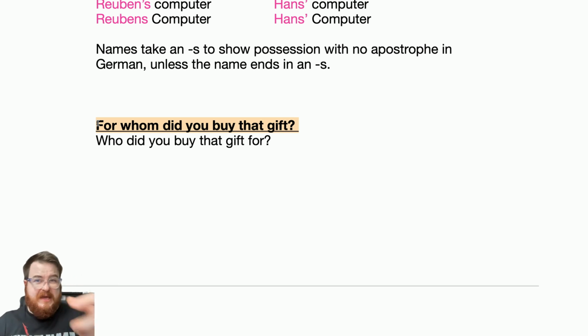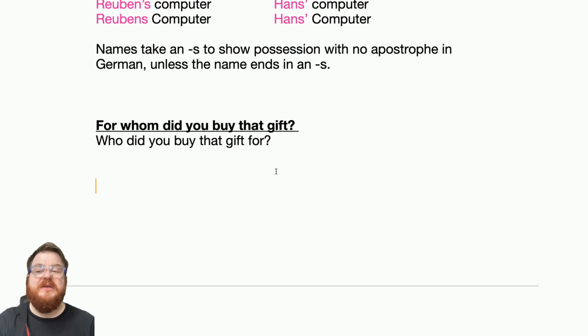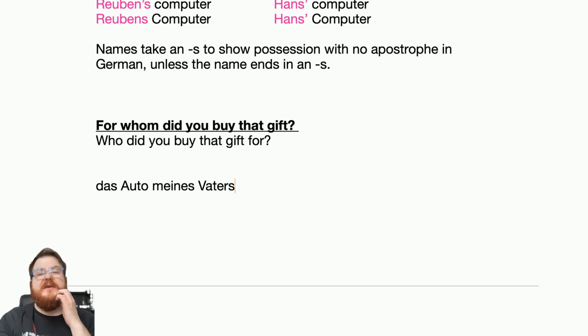So certainly in writing, especially in formal writing, you should definitely use the genitive. But the everyday German, so the second sentence that I've highlighted, who'd you buy that card for? The everyday German that you would actually hear, they use a different structure. So let's start off with das Auto meines Vaters. Okay, so the car of my father.